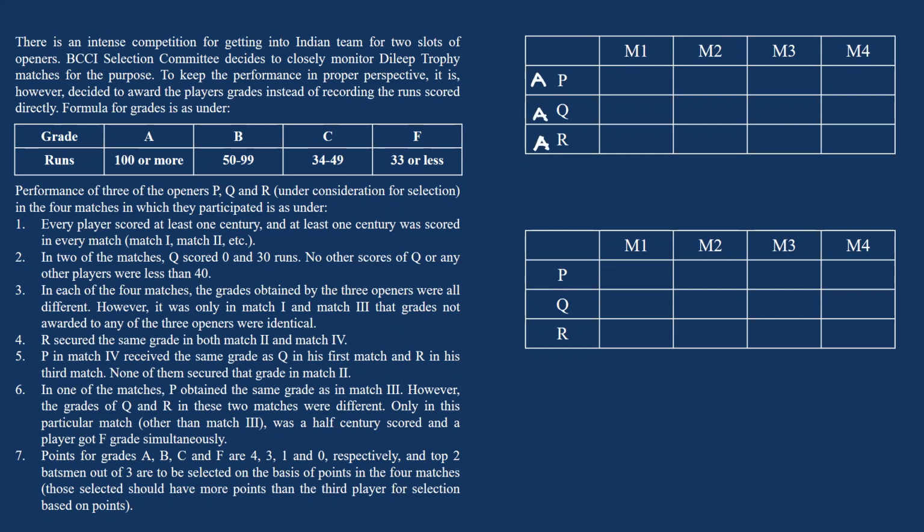Now in 2 of the matches, Q scored 0 and 30 runs. So Q has 2 Fs. We do not know which matches. So Q has 2 Fs. One minute. So let me write these on the left hand side. 2 Fs and A. And we need to determine the grade secured by Q in the 4th match or in the other match. Now, no other scores of Q or any of these players were less than 40. So the third grade can be either A, B, or C.